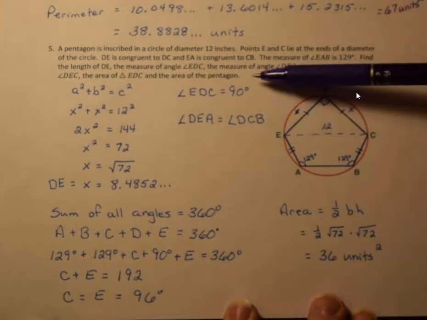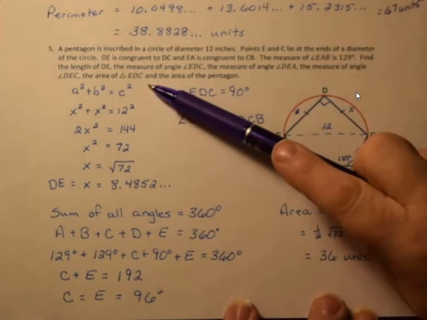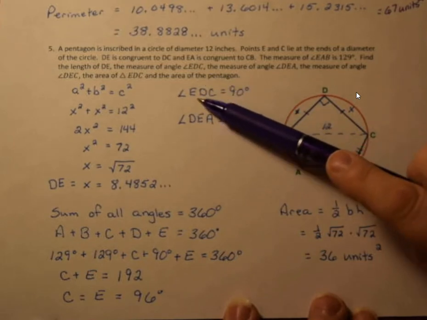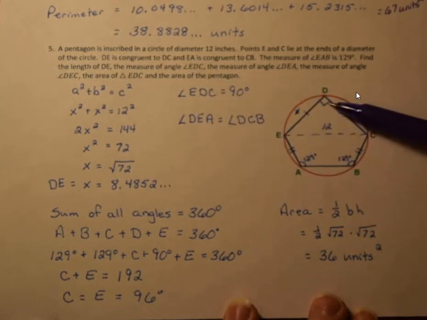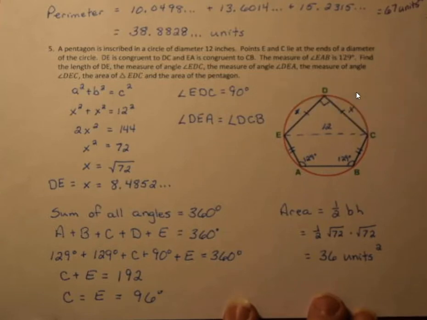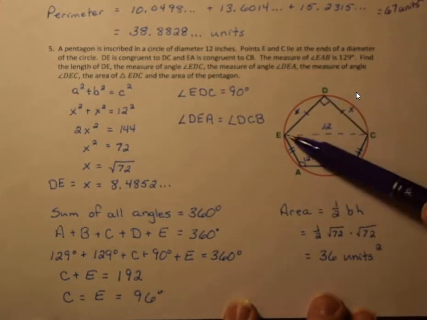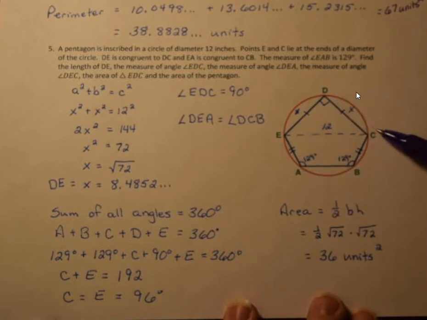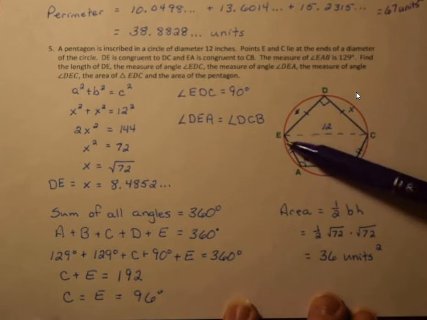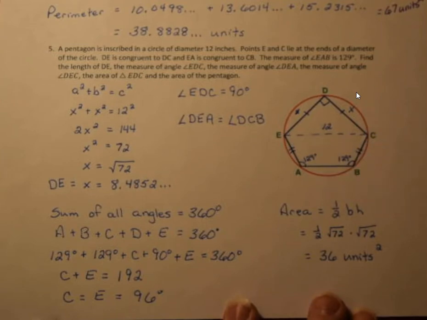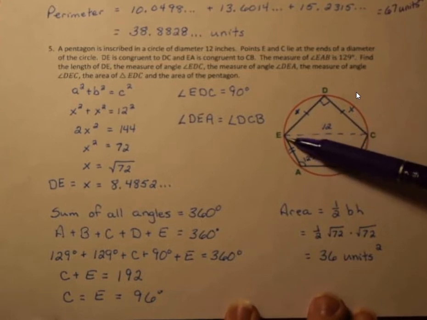Okay, so one of the angles they asked us for was angle EDC, and we said that that was 90 degrees. And angle DEA would also have to be equal to angle DCB, because these sides are congruent, these sides are congruent, so that forces these two angles to be equal. Okay, so how do we find those two?